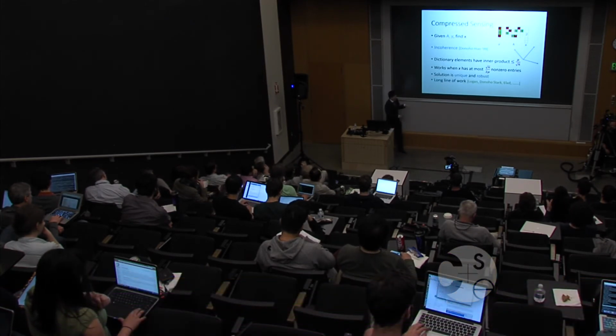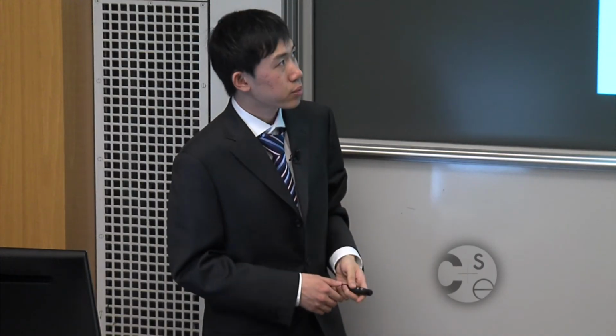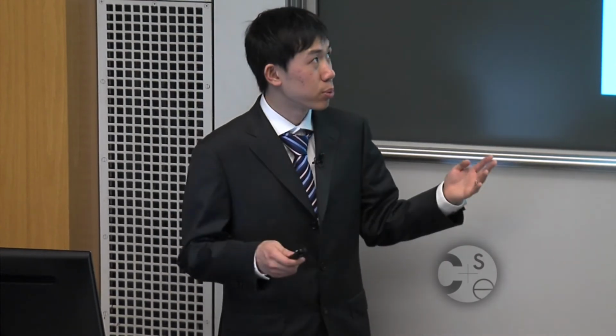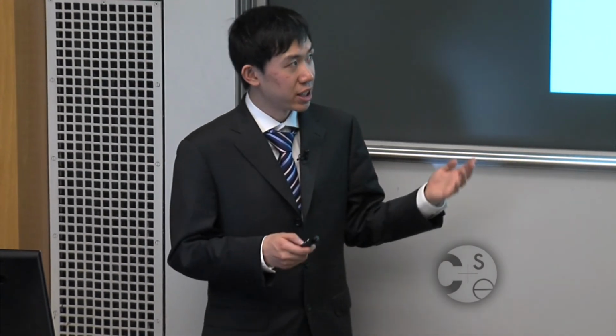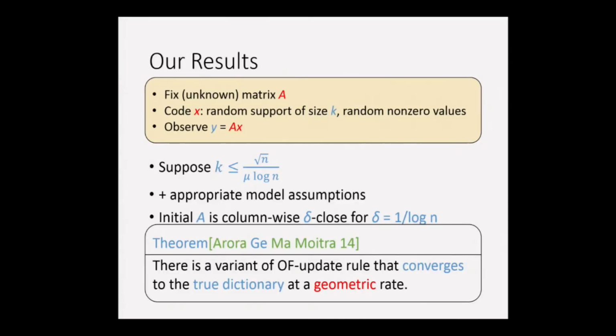As I said, there's really a long line of work. There are many things before the incoherence assumption and many other assumptions that came after and are much weaker. But in this talk, I will just focus on the incoherence assumption. Under this incoherence assumption, we can hope to prove that there is a guaranteed algorithm for sparse coding that's very similar to the original algorithm of Olshausen and Field. In particular, when the number of non-zero entries in X is at most square root n over mu log n, we show two things. We first show there's a simple algorithm that will give us an initial dictionary A that is column-wise quite close to the true dictionary. And by quite close, I mean their distance is 1 over log n.